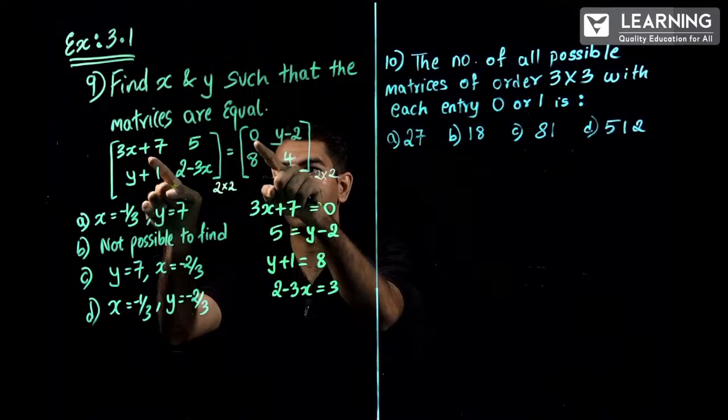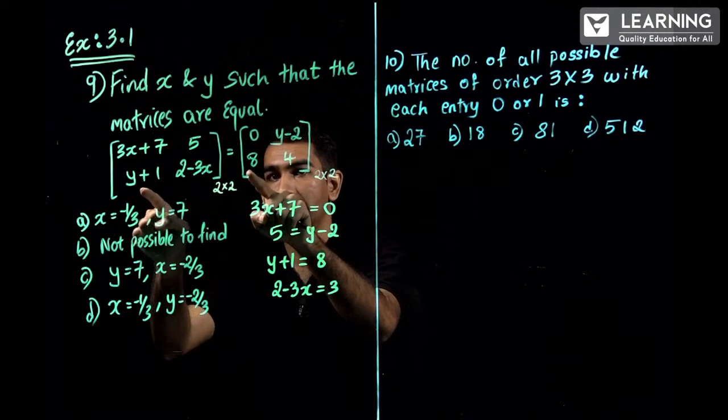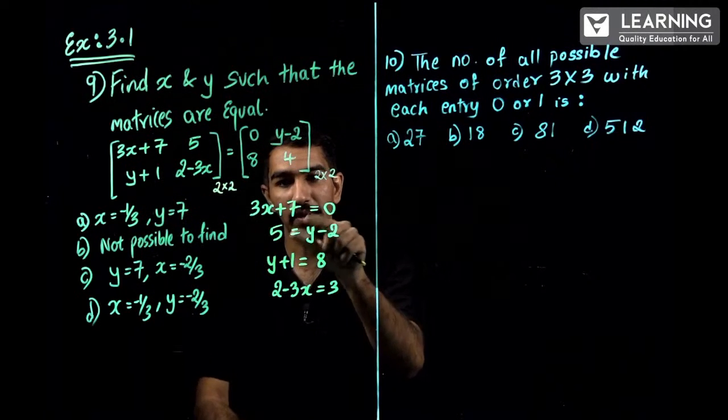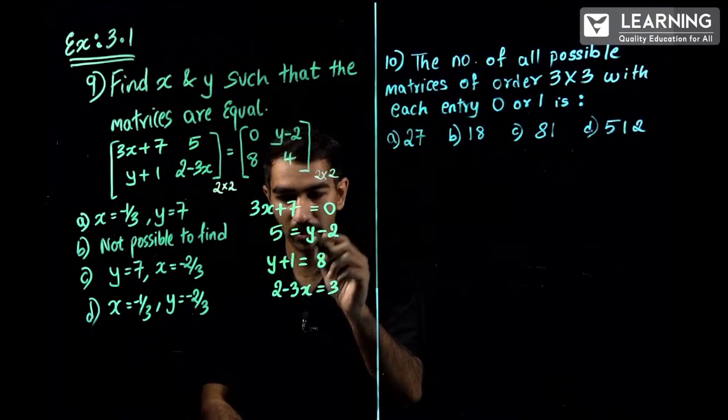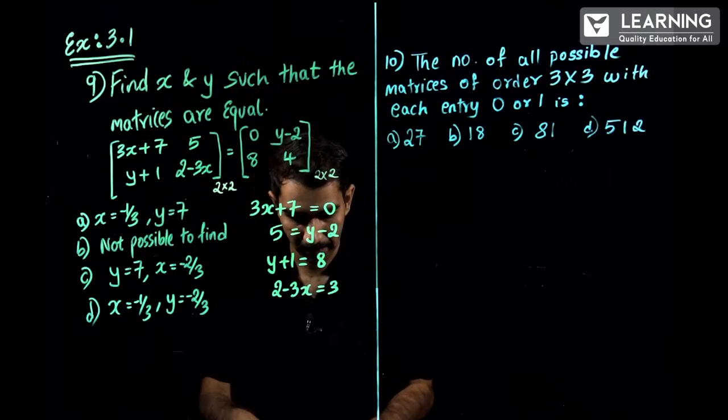So 3x plus 7 is equal to 0, this, and this. So after equating, if you try to solve them, solve this first, students. Okay, we'll change the color here again.